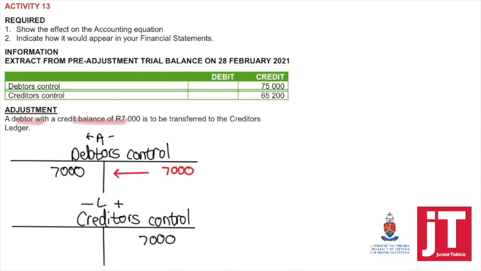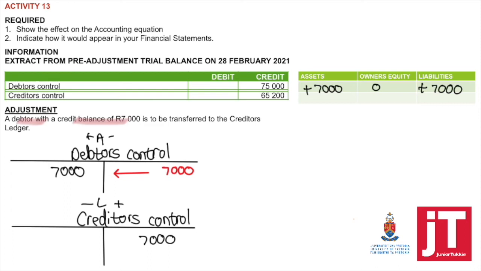Now we need to show this on the accounting equation and how it will appear in my financial statements. So on the accounting equation, my assets will plus, liabilities will plus. Do not confuse it. Just because I'm taking it out of the debtor's control account doesn't mean minus. It means I need to add it to the balance. It will have a positive effect on the balance.